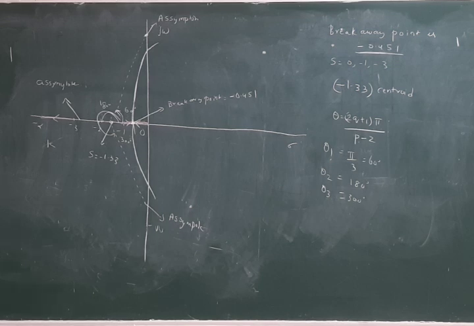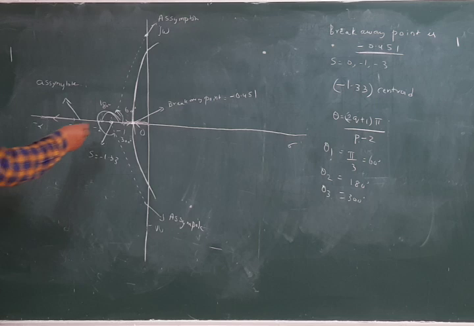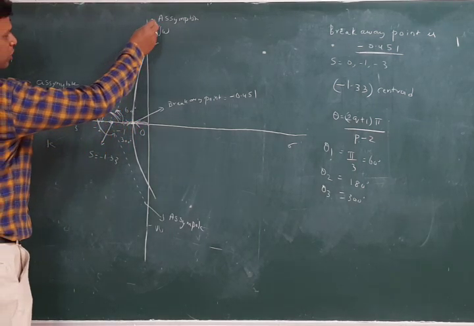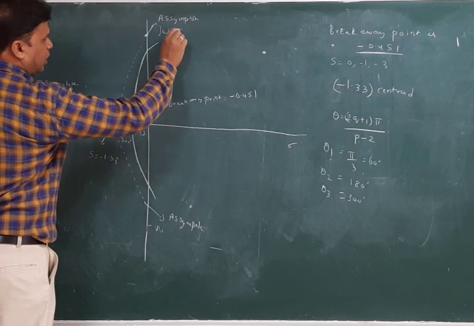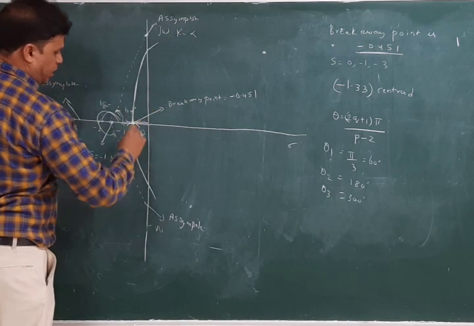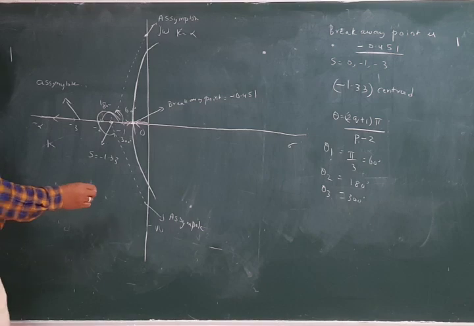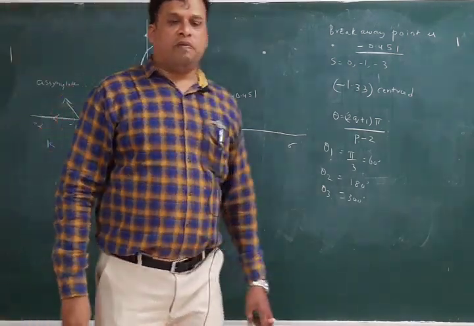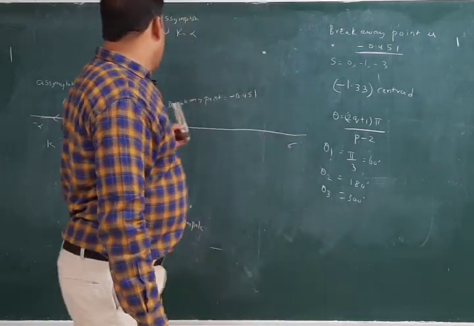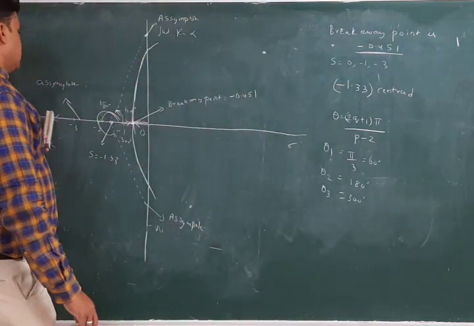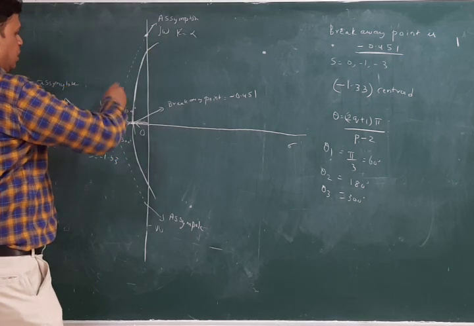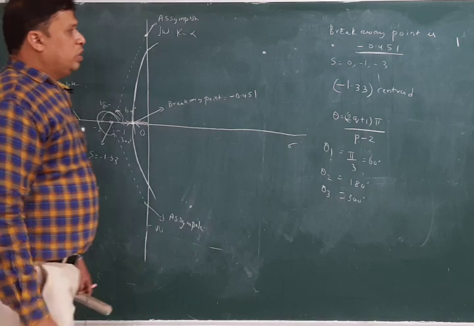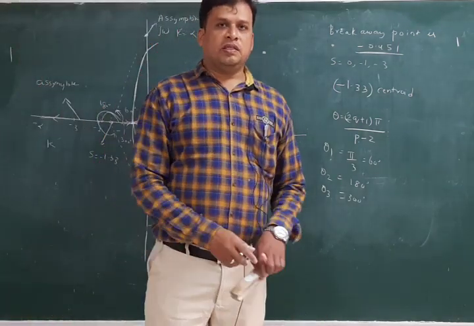As we have seen, one asymptote is moving along the infinity direction here, and here, making a 60 degrees angle, it is also moving along the infinity direction. Another asymptote is making 300 degrees and moving along the infinity direction. So all the three asymptotes are moving away from this particular axis. Again, on the real axis one asymptote is there, and toward the imaginary axis there are two asymptotes moving at different angles of 60, 300 and 180 degrees. So in this we are plotting the root locus.